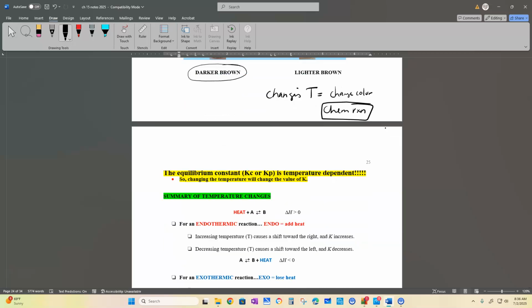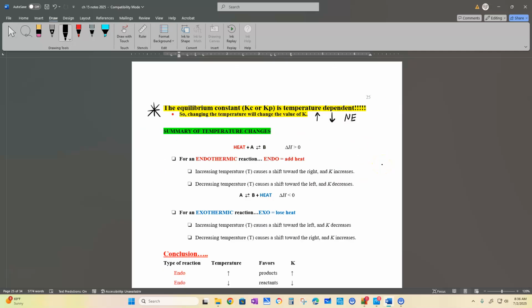So here's the big one. Not only do we have to figure out how we're going to shift, but now what's going to happen to my K? So changing the temperature will affect K. Will K increase? Will it decrease? Or we like to call no effect, okay? So in summary, before we practice, if you have endothermic, it means you added heat to the reaction.